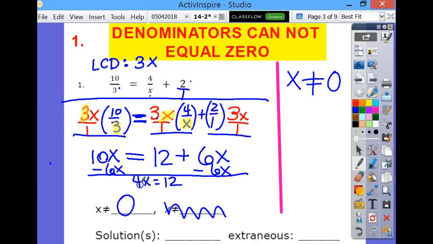What am I going to do with the 4? I'm going to divide by 4, and so x equals 3. Down here in the answer blank, I should not just see a 3. I should see x equals 3. Now, is there any contradiction between this number and that number? Can x not equal 0 at the same time it does equal 3? Sure it can. And so that means in this problem, there is not an extraneous answer.